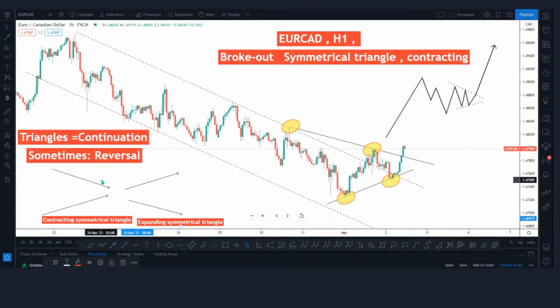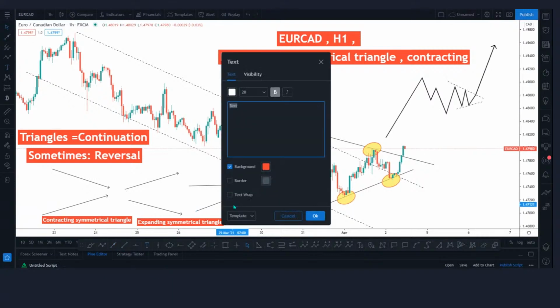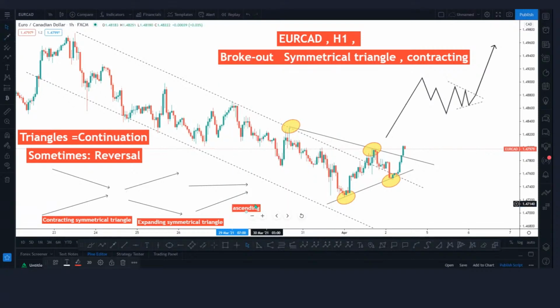What happens if it comes to be like this? You also have these ones. This will be an ascending triangle. Basically the top part is just holding and works as your resistance level, and that's your support. So you're getting higher lows, but the highs are equal.